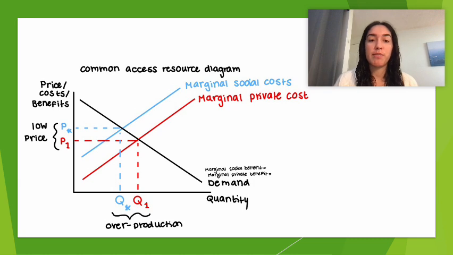One, too much lumber is being produced, which leads to deforestation and resource depletion. And the final product that is being produced is priced too low, which encourages overconsumption, making the problem worse.